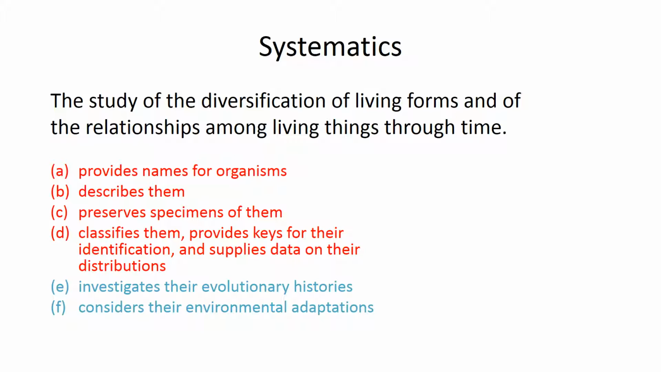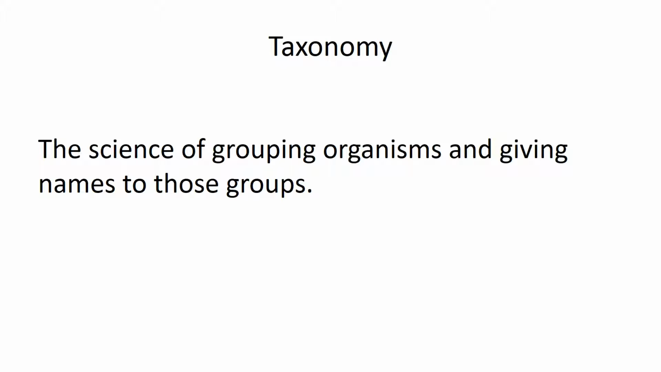The first four of these items fall under a subfield of systematics known as taxonomy. And the last two of these fall under a subfield of systematics referred to as phylogenetics. First of all, taxonomy is a science of grouping organisms and giving names to those groups.